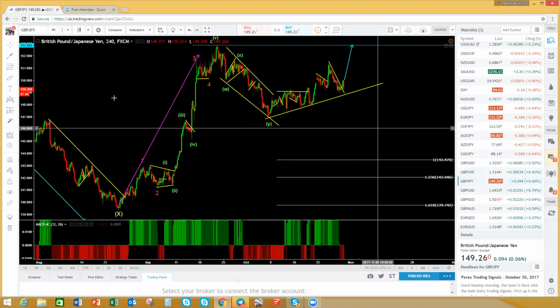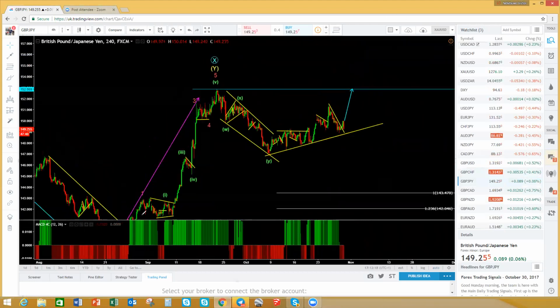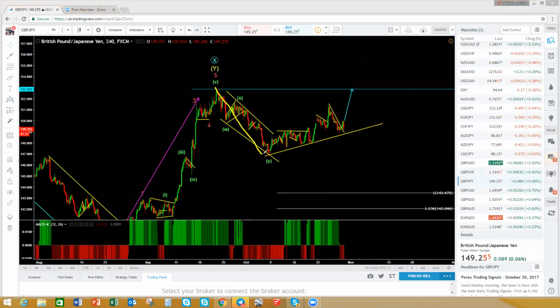Okay, Pound JPY, same thing. Pound JPY, we've got the impulsive move. A, we are currently in this B correction here. Same with all the other pound pairs. We're currently in this B correction here.